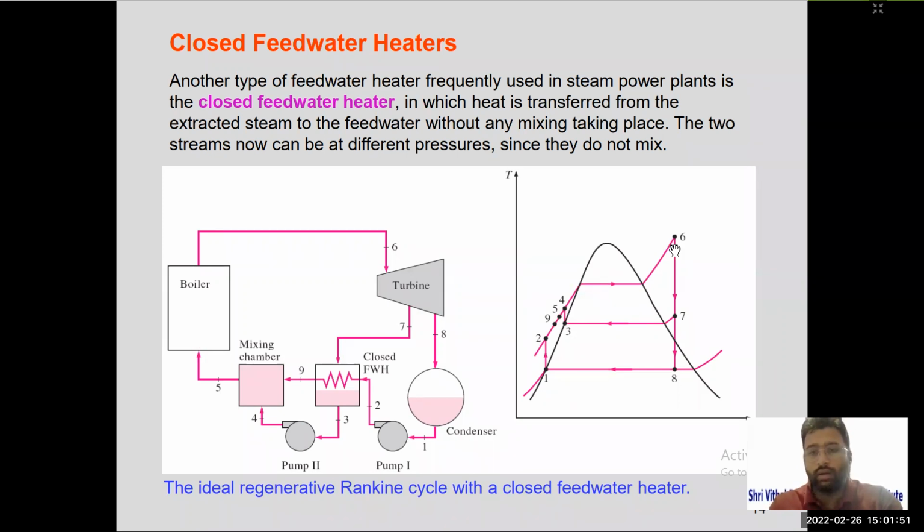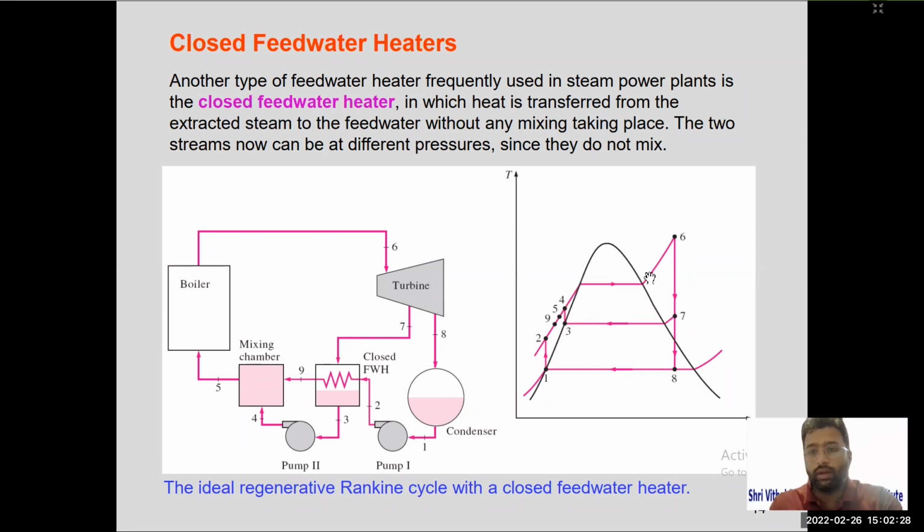Now see here the TS diagram. 1 to 2 we already know, that is a low pressure pumping. Then these are passed to the closed feed water heater. 2 to 9 is the increase in temperature of water passing through the tubes. Then at point number 3, we have collected the water. It is pumped to pressure 4. Now at the mixing chamber, from one side 9 is coming, from the other side 4 is coming. Resultant we have point number 5.